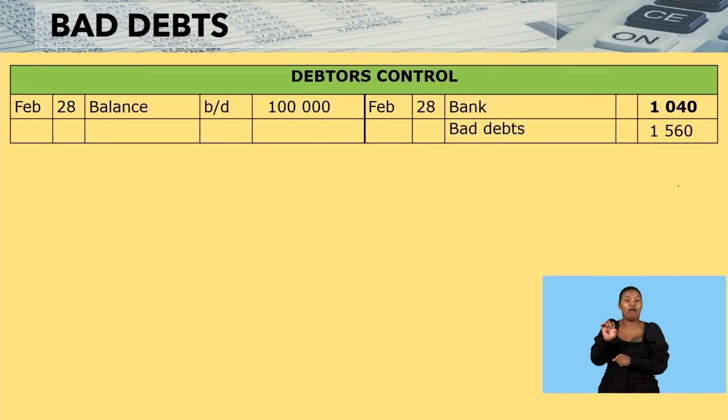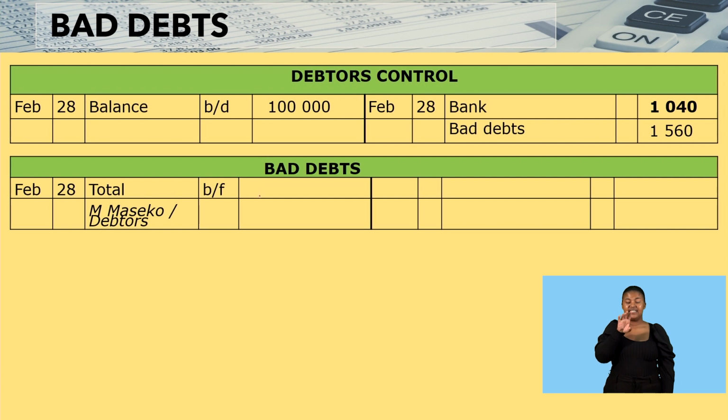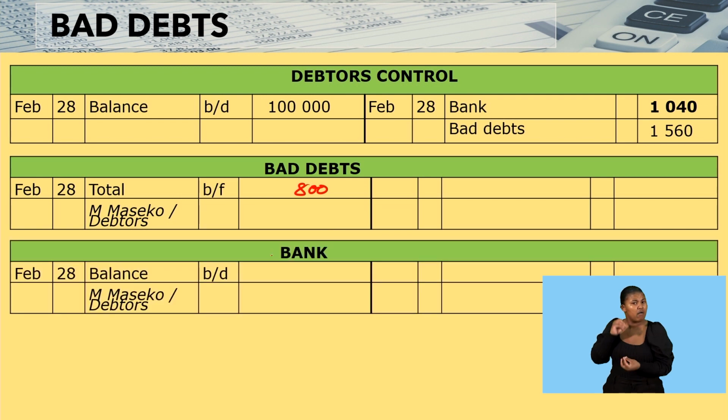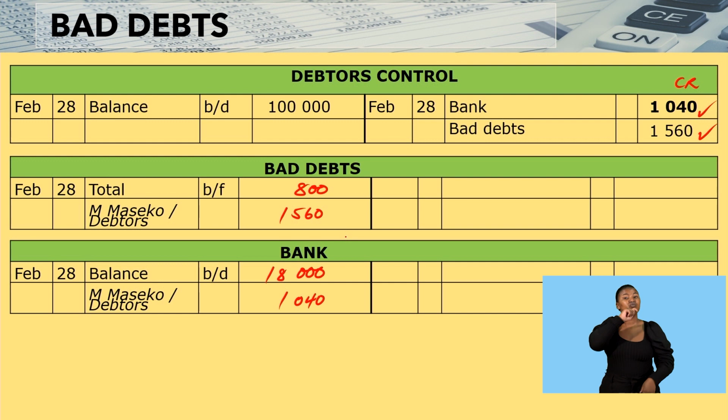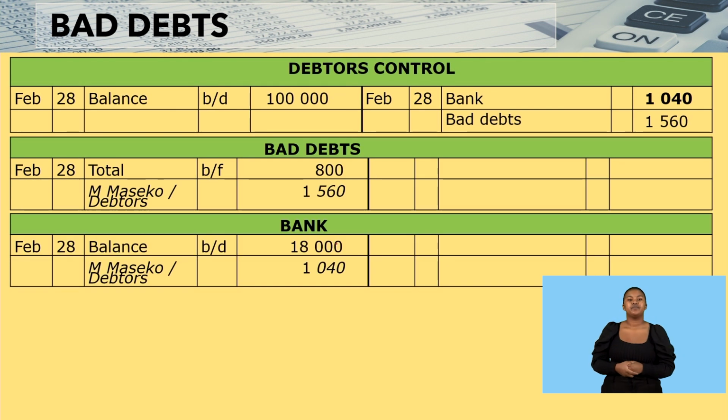Let us go. Our bad debts had a total brought forward, if you remember, of 800. And for my bank, the balance brought down was 18,000. There it is. I would therefore now bring these amounts. Bank, remember, we credited debtors control with bank 1,040. So I'll come to my bank, then I'll say 1,040. And we credited debtors control with bad debts 1,560, so also come here 1,560. Very important that you understand that the double entry principle is very, very important.